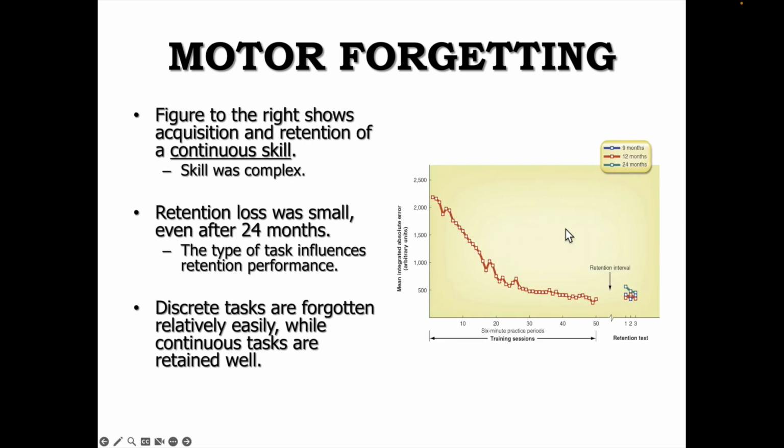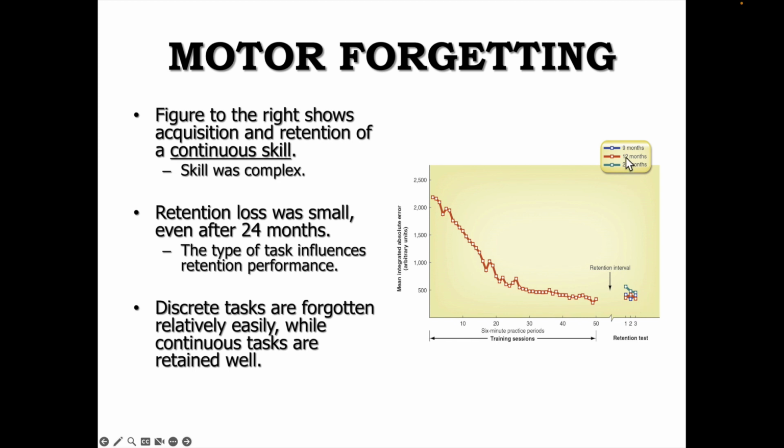Now to the right here, instead of looking at discrete skills, let's look at continuous skills, so the acquisition and retention of continuous skills. Remember, a continuous skill is something that's repeated over and over again, where there's really not a particular beginning and end. In this graph, we're looking at error on the left and time on the x-axis. As errors go down, that means performance increases.